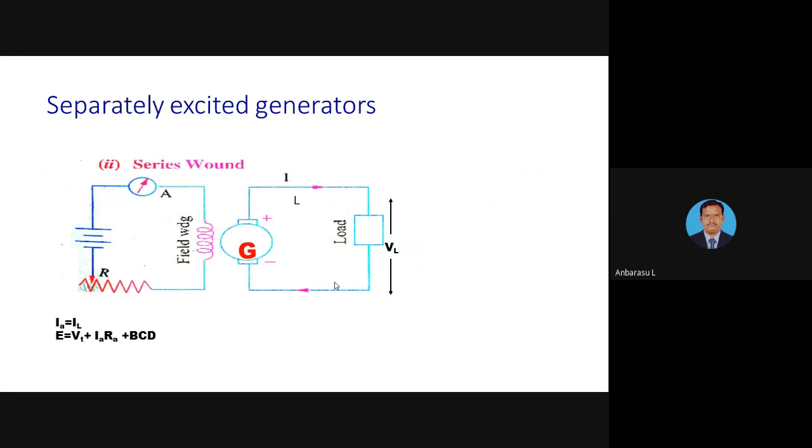Here is the separately excited DC generator. Here the field winding is connected across a separate DC source, and the armature winding is connected across the load circuit. That's why it is called a separately excited DC generator. Here IA equals IL, and EG equals V plus IA RA plus the brush contact drop.